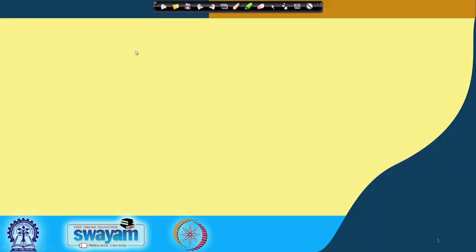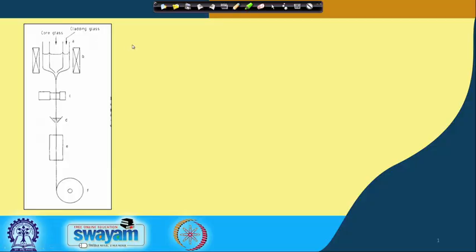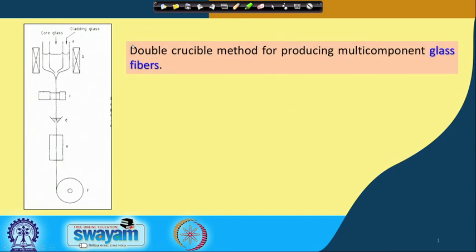Hello everybody, welcome back, where we are talking about the inorganic fibers, and we have seen how we can make a particular type of optical fiber. So, the thing that is required is the crucible method that we discussed last time, and we have the double crucible method for producing multi-component glass fibers.